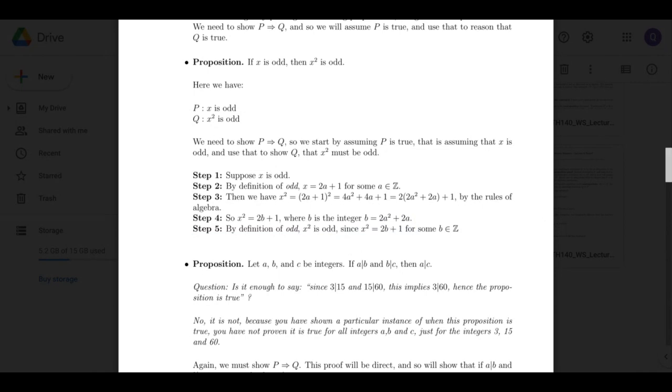This is a very basic proof. Does anyone have any question with this? So this is direct proof. We assume P, we derive Q.